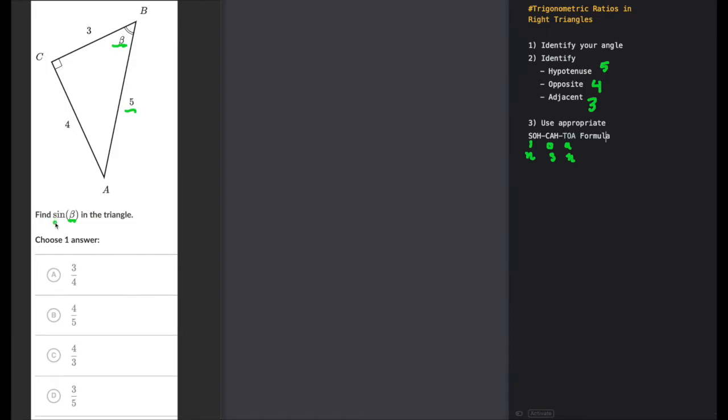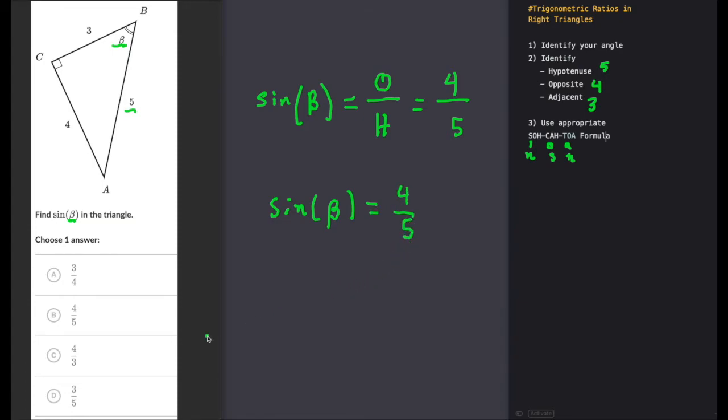So in this case, they want to know sine. So we are finding sine of B, or I keep saying B, it's really beta. Sine of beta equals, and according to this, it should be opposite over hypotenuse. And we know in this case, our opposite is going to be 4 and our hypotenuse is going to be 5. So we are going to say the sine of beta equals 4 over 5, which in this case is going to match with B. So B is going to be the correct answer in this case. And that's what we're going to do for each one of these problems.